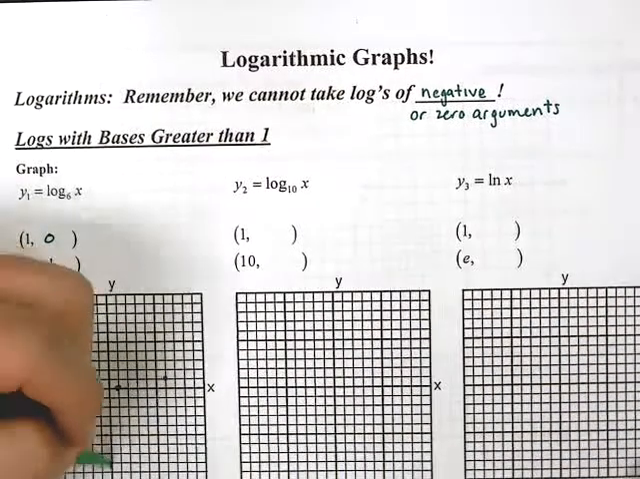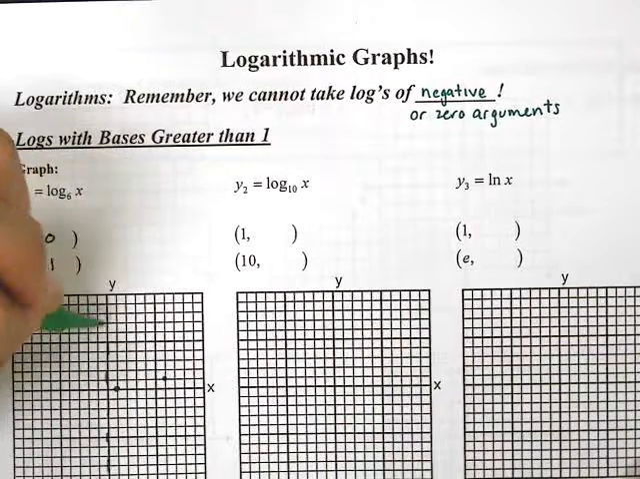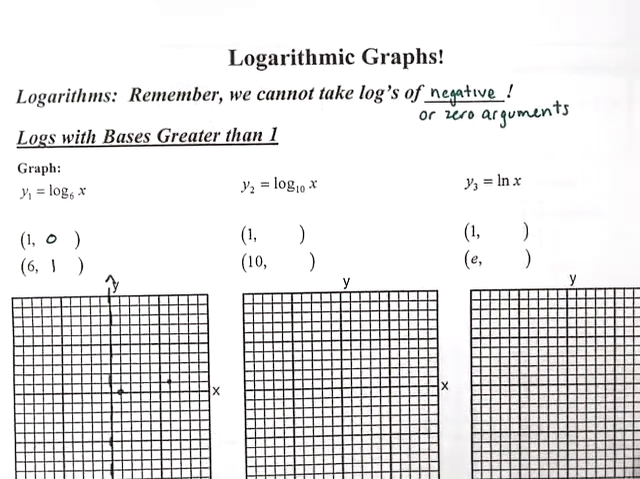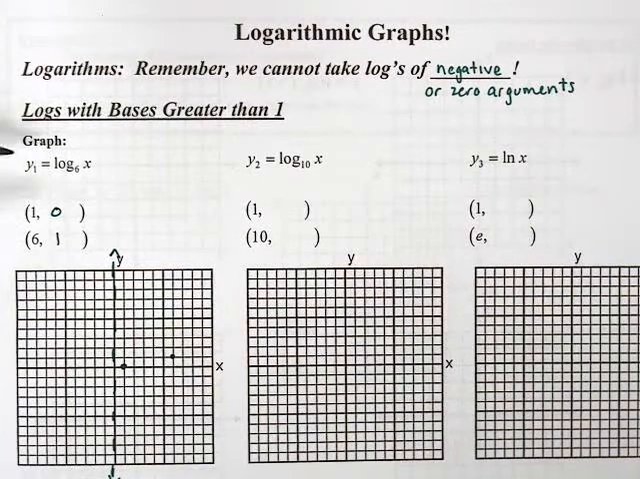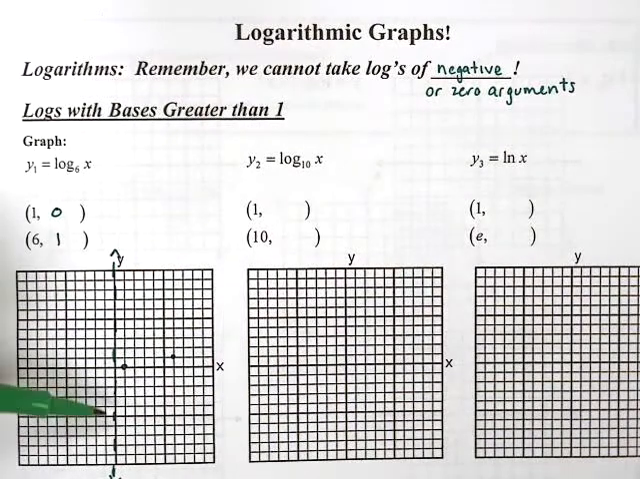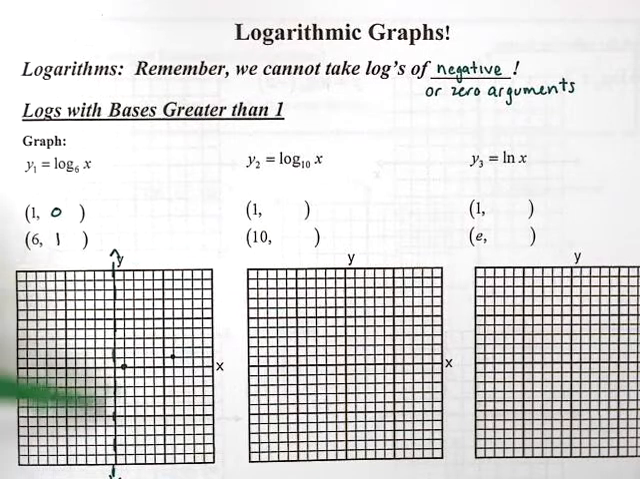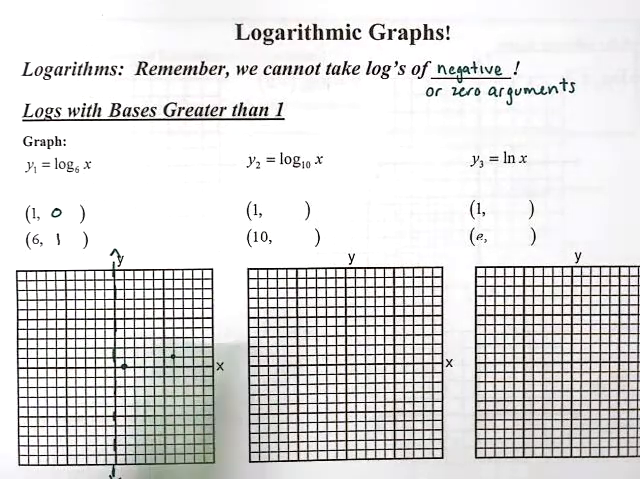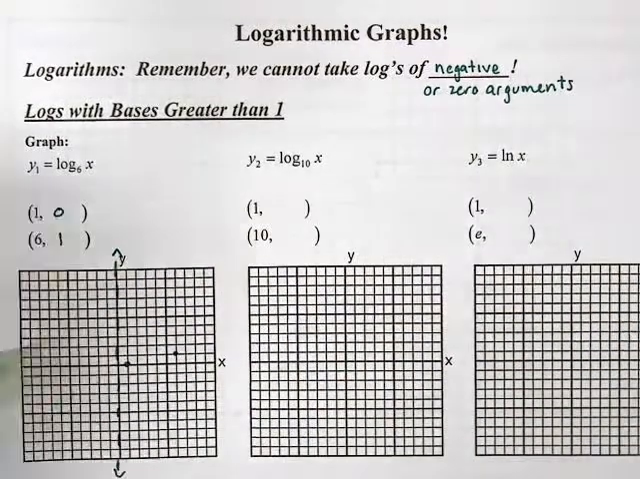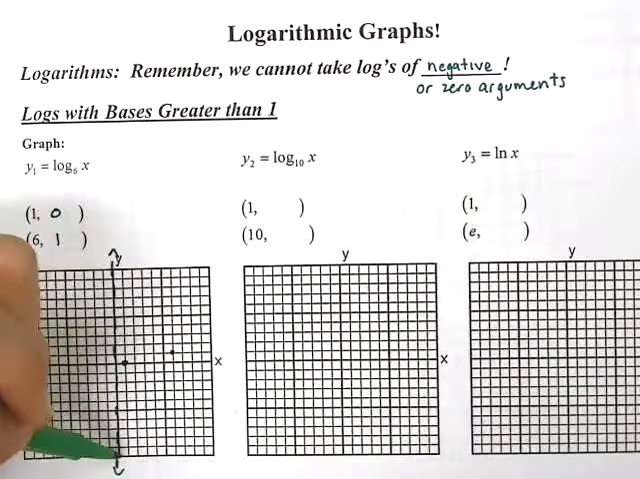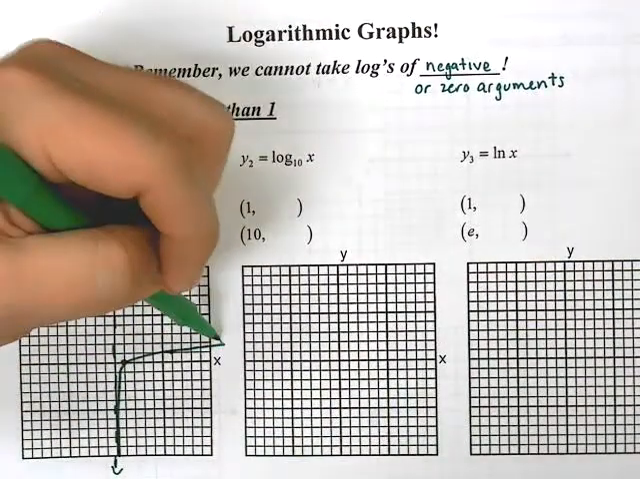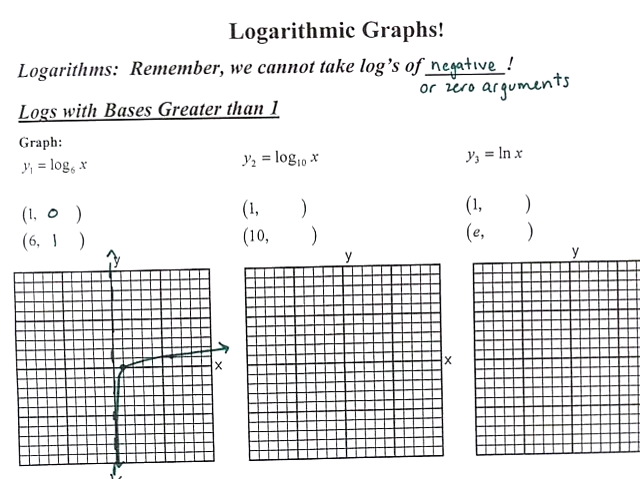I need to draw a vertical asymptote right along the y-axis, and the reason again is because I know that my argument has to be greater than 0. It cannot be 0, it cannot be less than 0, it must be greater than 0, or to the right of 0. So now that I have that vertical asymptote drawn in, I can go ahead and sketch this something like this, and that should be good for this picture.